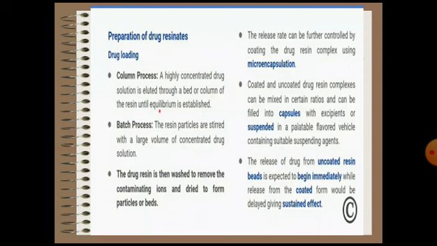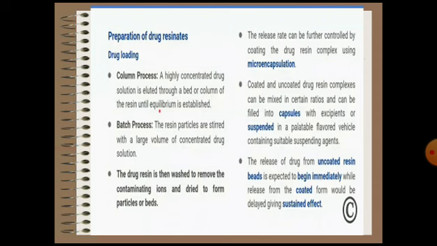Okay, so after that what we have to do, the drug resin is then washed to remove the contaminating ions and dried to form particles or beads. So after the complex we have to wash, to remove whatever toxic material, whatever foreign materials, and also whatever extra ions will be there, and it should be dried to form beads. Okay, spherical beads or particles. If you're making a powder form, in whichever form you want, that form we have to get after drying.